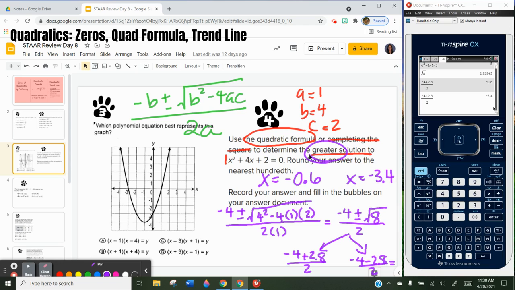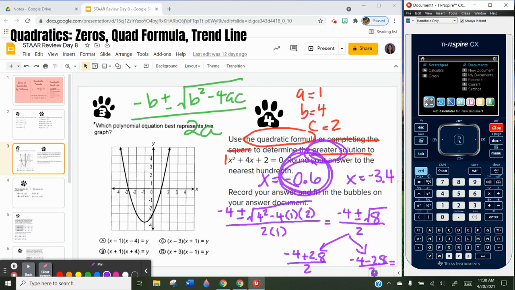It asked for the greater solution. So if you look at these two numbers, the bigger number is negative 0.6. So this is my answer. Now, could I check it to make sure that I did that correctly?